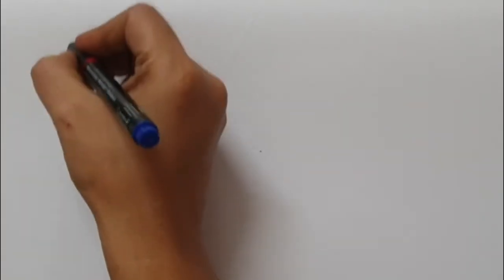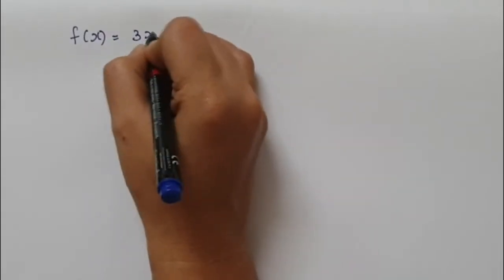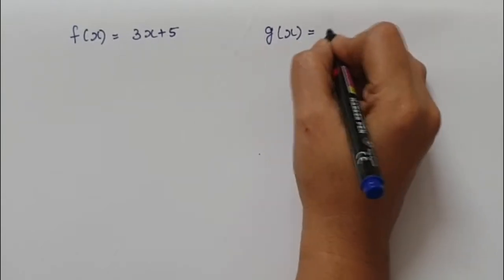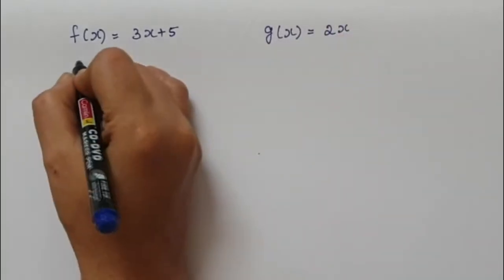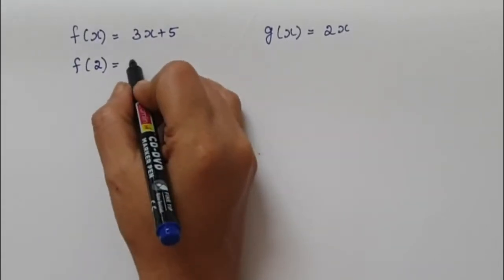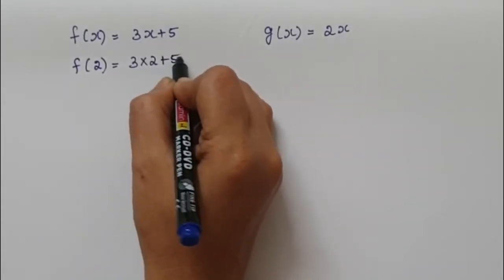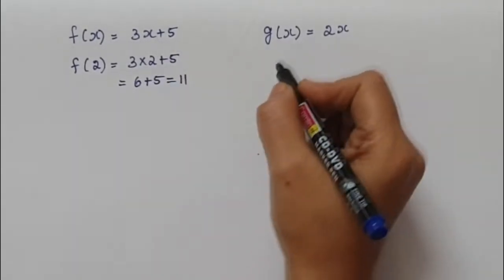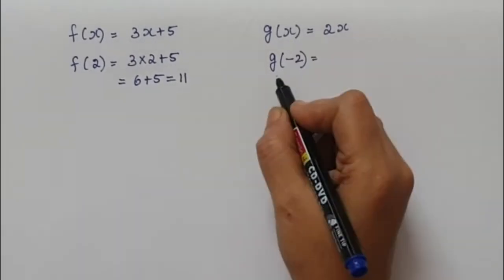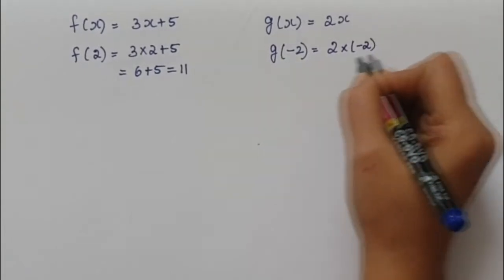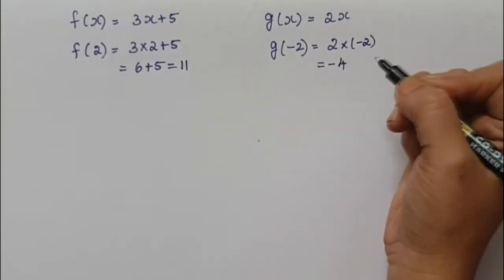Functions. Suppose we have a function, f of x equals 3x plus 5, and g of x equals 2x. If we need to find f of 2, we just replace x by 2. So 3 multiplied by 2 plus 5. 3 times 2 is 6, 6 plus 5, so this will be equal to 11. If we have to find g of negative 2, it will be 2 multiplied by negative 2, which gives us an answer of negative 4.